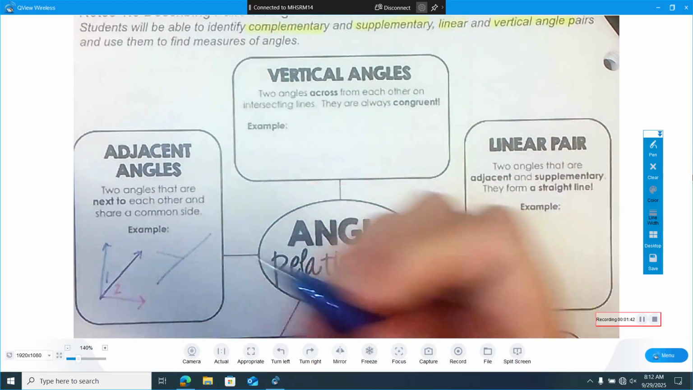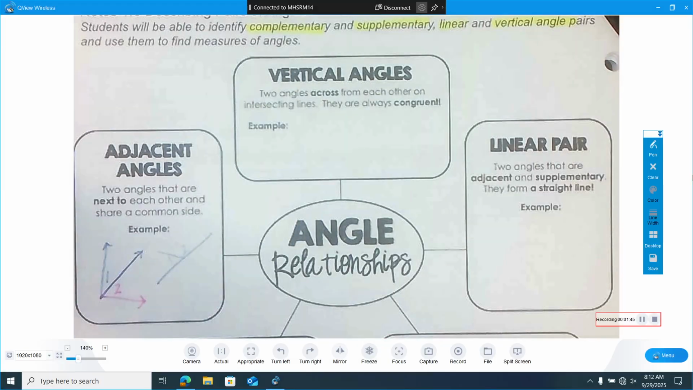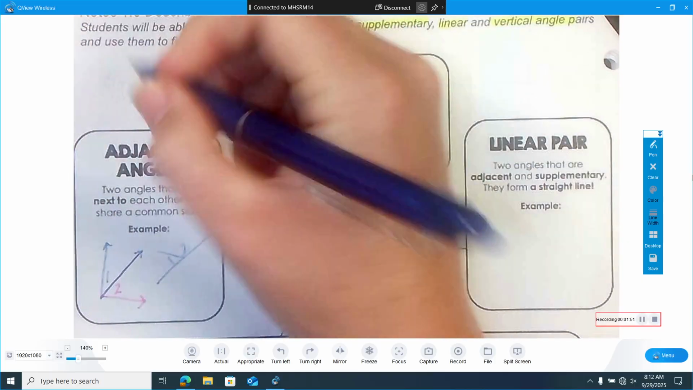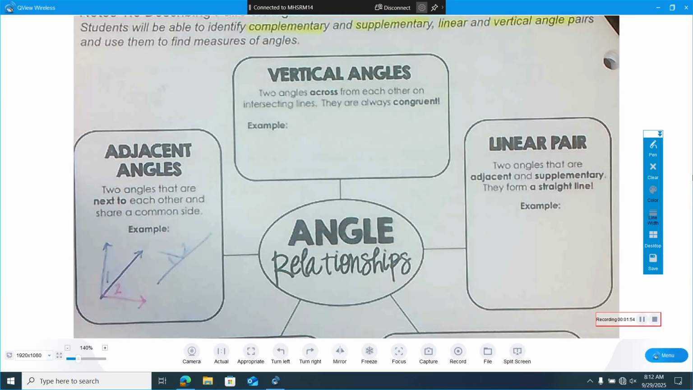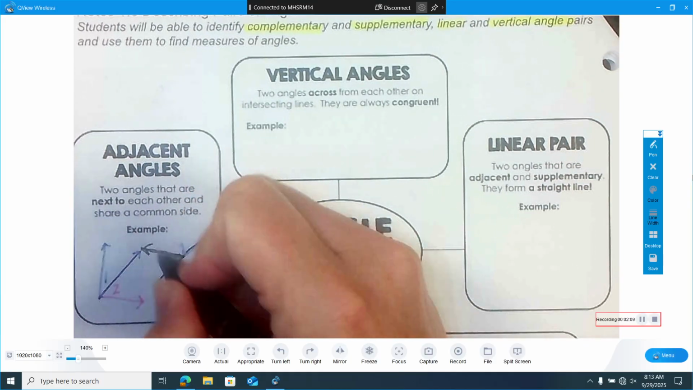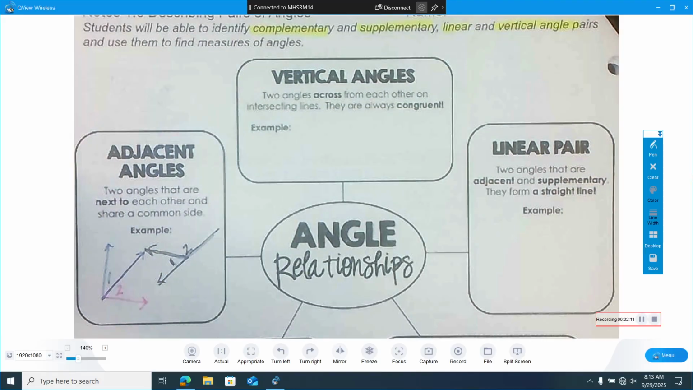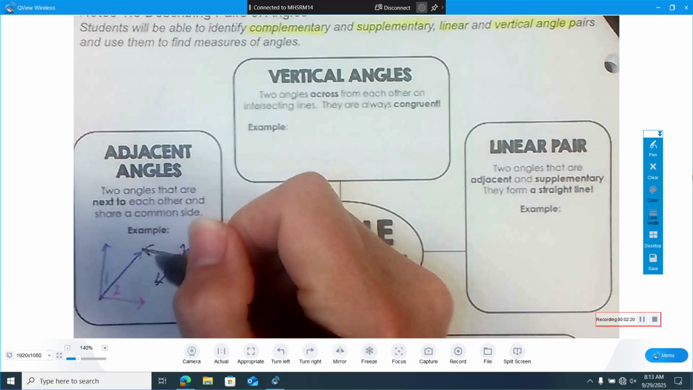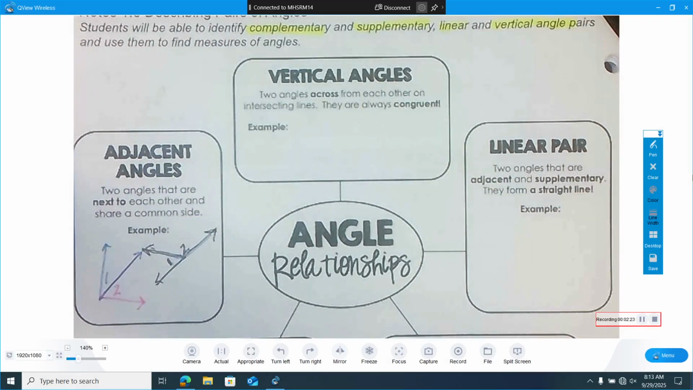Here we might have adjacent angles, angle 1 and angle 2. I hate when my pens run out of ink on me. Okay, all right. So here we have angle 1 and angle 2, and again, they have this side in common, and they are next door neighbors. They are also adjacent angles. So there are many, many examples of adjacent angles, but they just have one side in common.